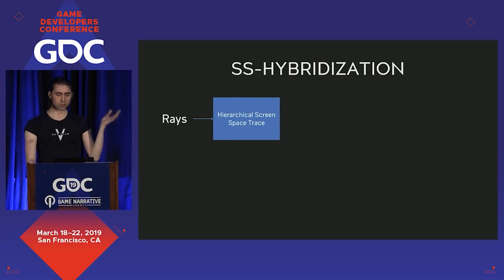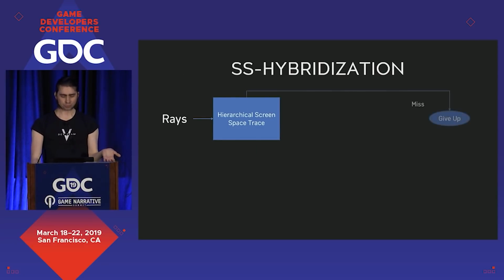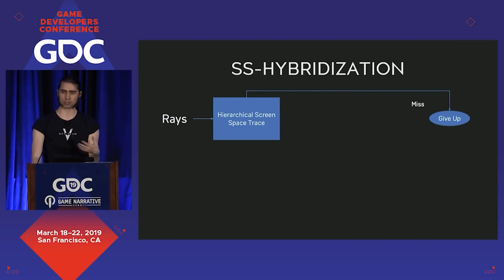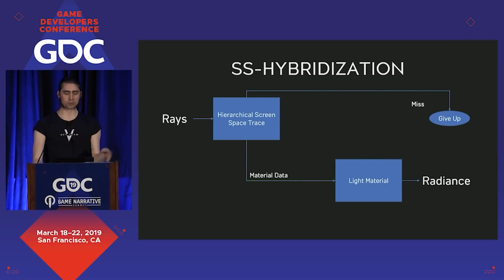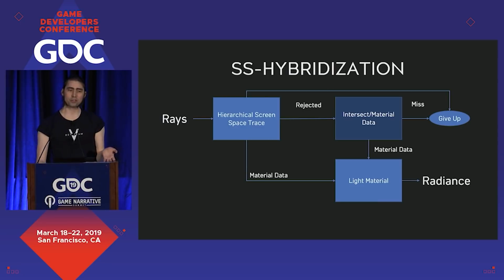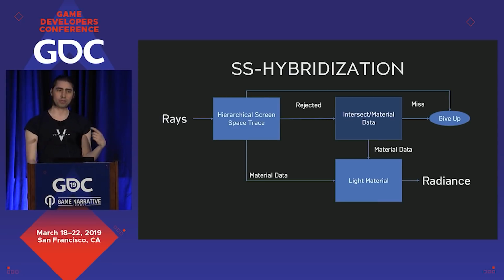So we have arrays. We do a hierarchical screen space trace. If it misses, we give up. We know we've hit the sky. Who cares? Don't need to do any ray tracing for this array anyway. If we hit something, instead of taking the radiance, we actually take the material data, send it through a lighting pipeline. And if we think our screen space trace is bad, it's rejected, we run the full ray trace based on what we know.